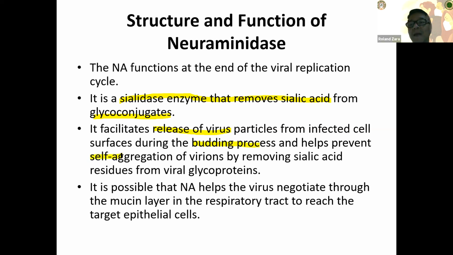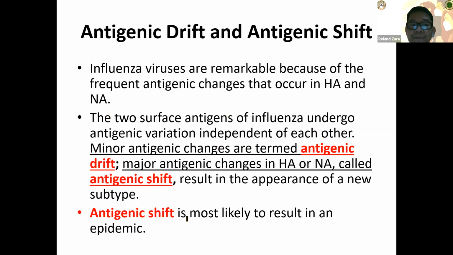So they will not aggregate at the plasma membrane, it has to be released through the enzyme sialidase by the neuraminidase. It is possible that the neuraminidase helps the virus negotiate through a mucin layer in the respiratory tract to reach the target epithelial cells. So let's go to 2 important nomenclature in influenza virus.